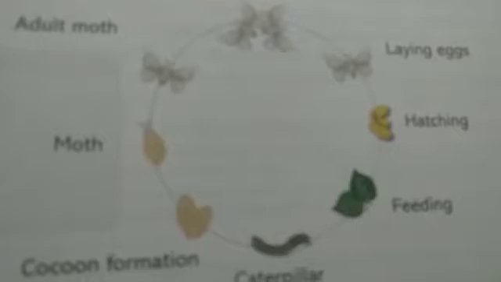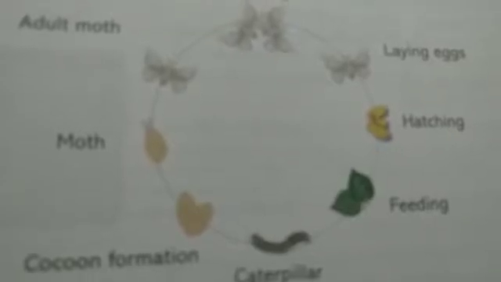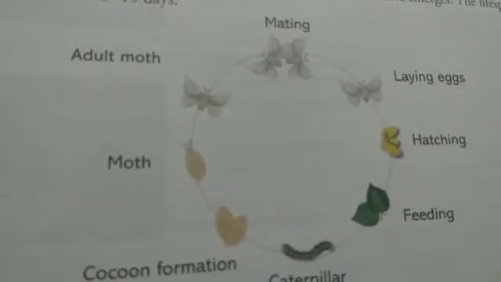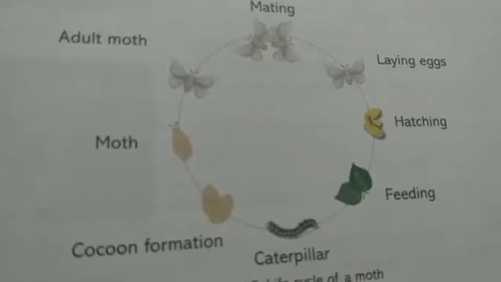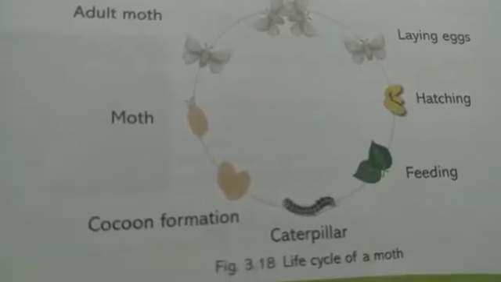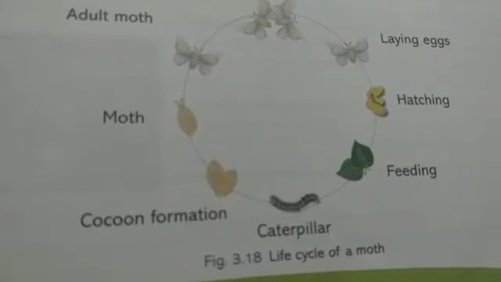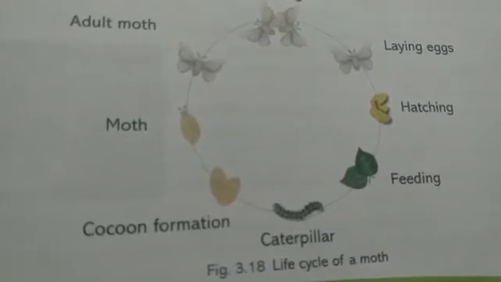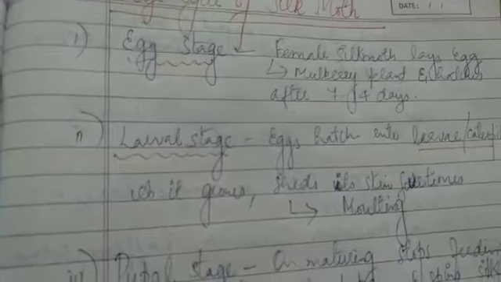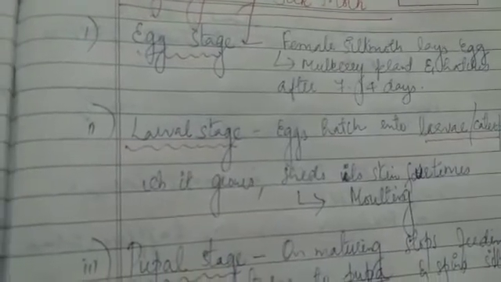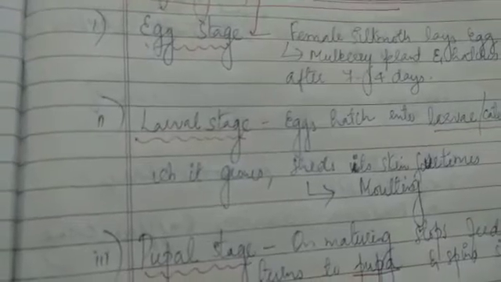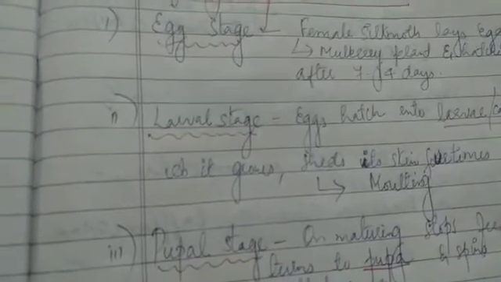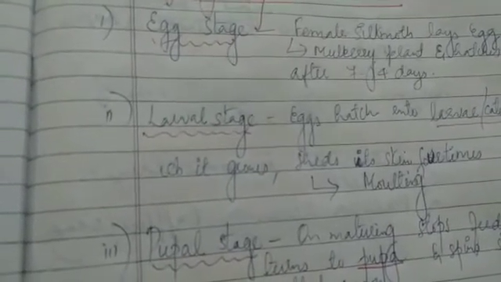Now we have to study the last portion, that is the life cycle of a silk moth. So what happens? There are 4 stages. First one is the egg stage, second is the larval stage, third is the pupal stage and the last one is the adult stage. Let's look into the first stage, the egg stage. Here the female silk moth will lay many eggs on the mulberry leaves. Then they will hatch in 7 to 14 days.